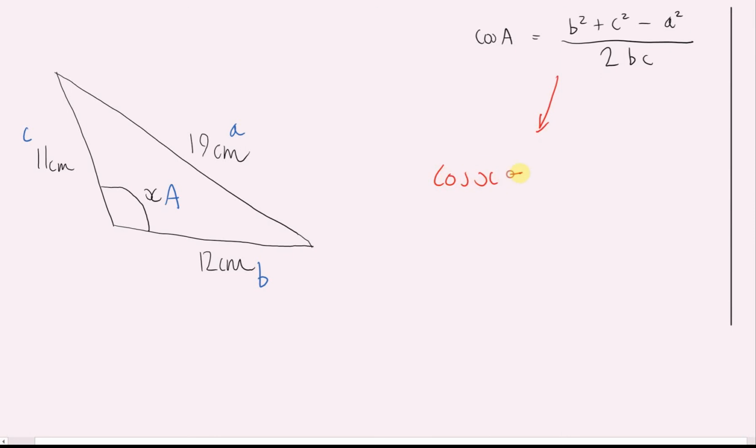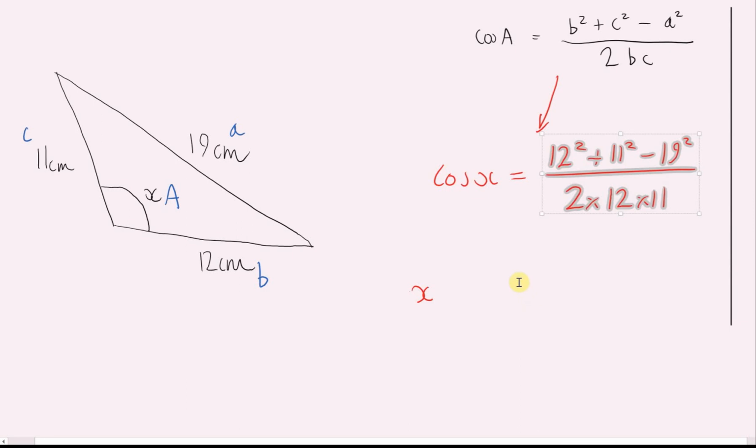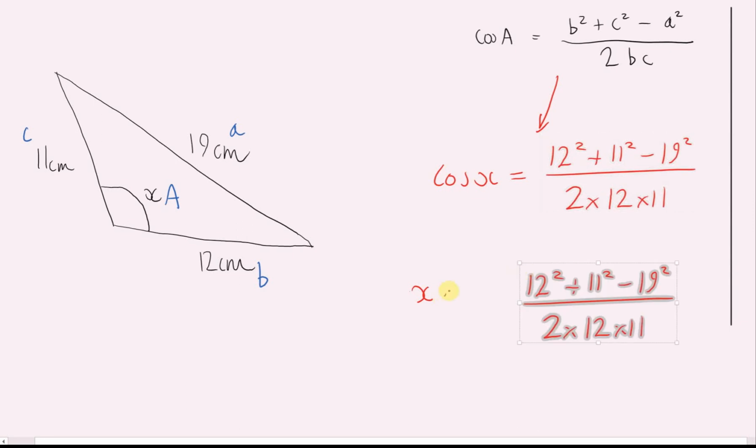So cos of x will equal b squared plus c squared, take away a squared, all over 2 times b times c. And again, you've got cos of the angle, but we want the angle itself. So all we need to do is type all this in, and then do cos to the minus 1 to it.